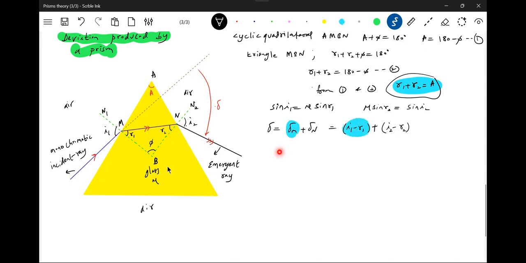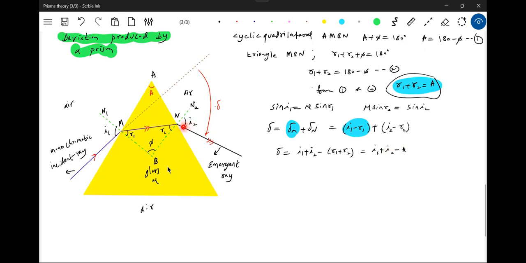This is the deviation. Therefore, the deviation is equal to I1 plus I2 minus (R1 plus R2). Substituting this, I1 plus I2 minus A. So this is the expression for deviation in terms of the angle of incidence and the emergent angle. This I2 we will eliminate. I1 I'll be knowing, at what angle the ray is incident on the prism. This I2 has to be eliminated here.